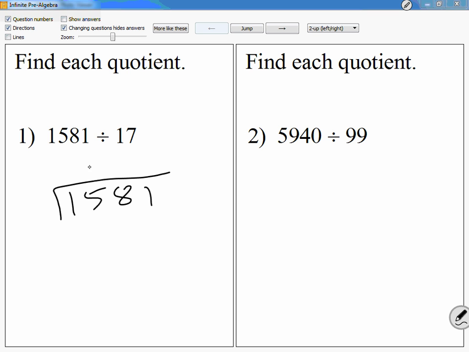So 1581 divided by 17. Alright, this is how we do it. The first number, the big number, the one that we put inside the house, is called the dividend, but people call it the house. The second number, we pull it outside. So first, 17 doesn't go into 15. Let's look at 158. How many times does 17 go into 158?